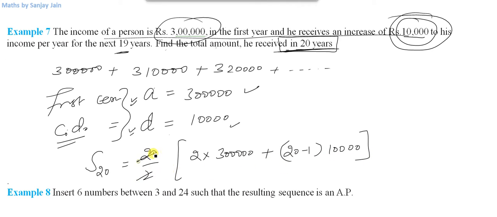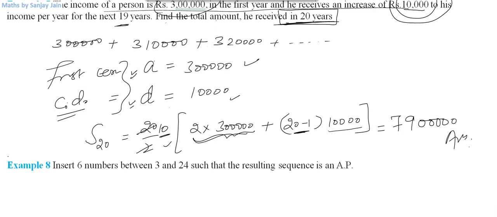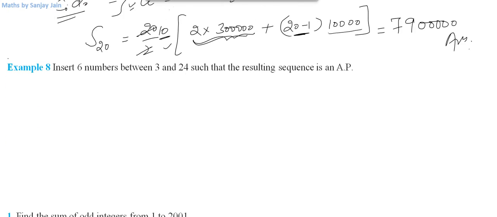This is a simple calculation now. So this is 10, this is 6 lakhs, this is 19, right? So 19 multiplied with 10,000 will give you 1,90,000, and this is 6 lakhs. So 7,90,000 into 10. So it will be equal to 79,00,000, with one more 0 because of this 10. So this is the income that he will receive in 20 years. Okay, so he will receive 79 lakhs in total in the next 20 years.